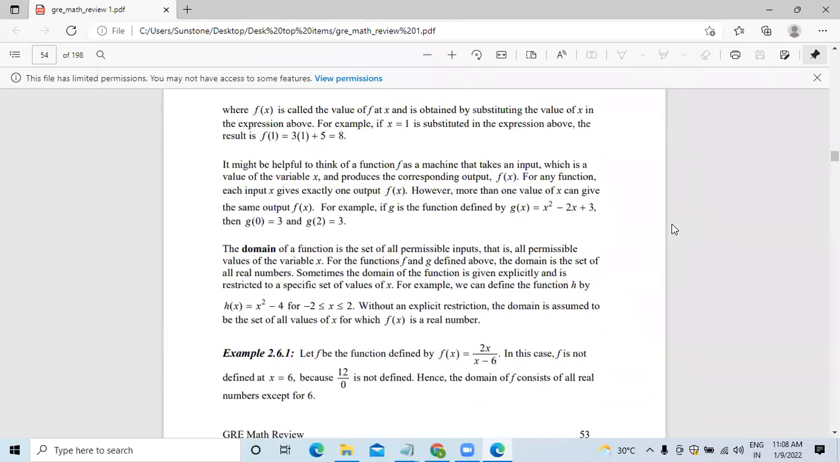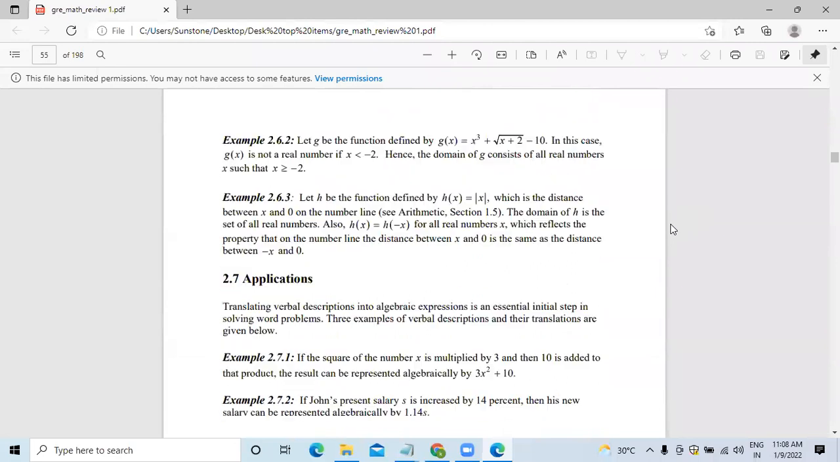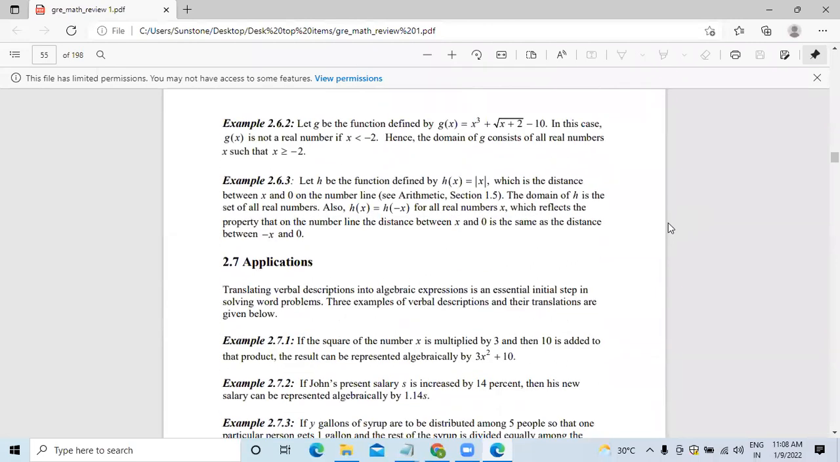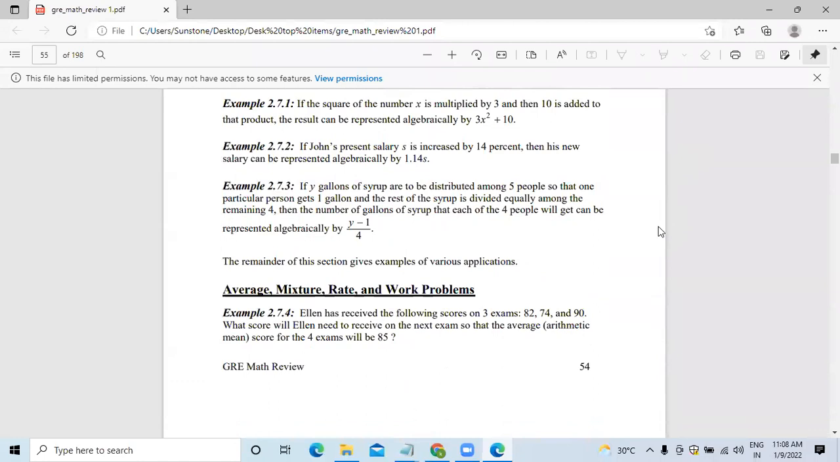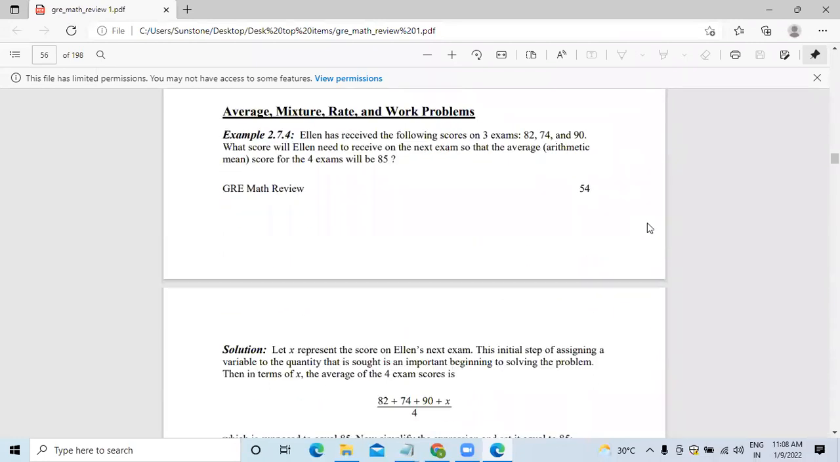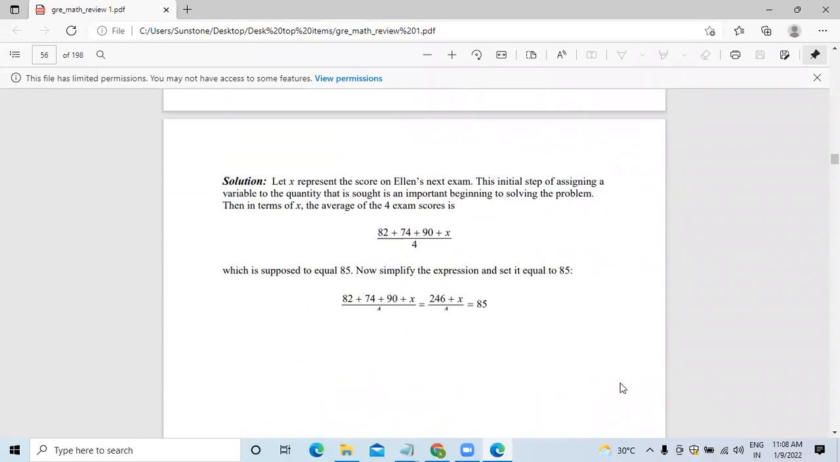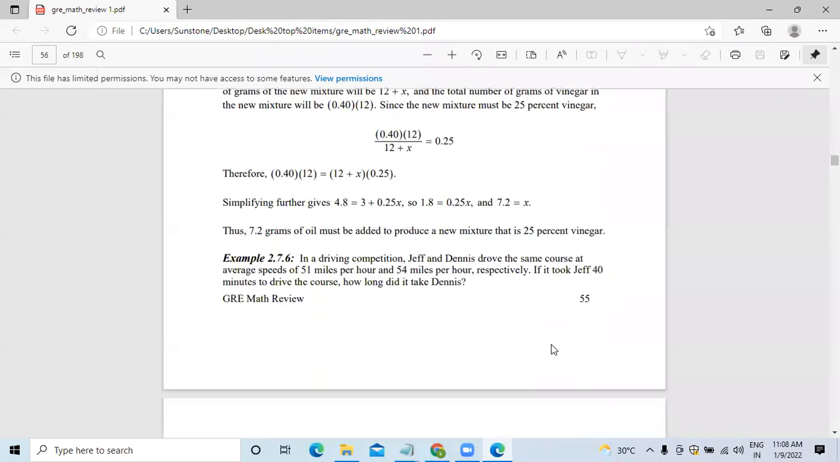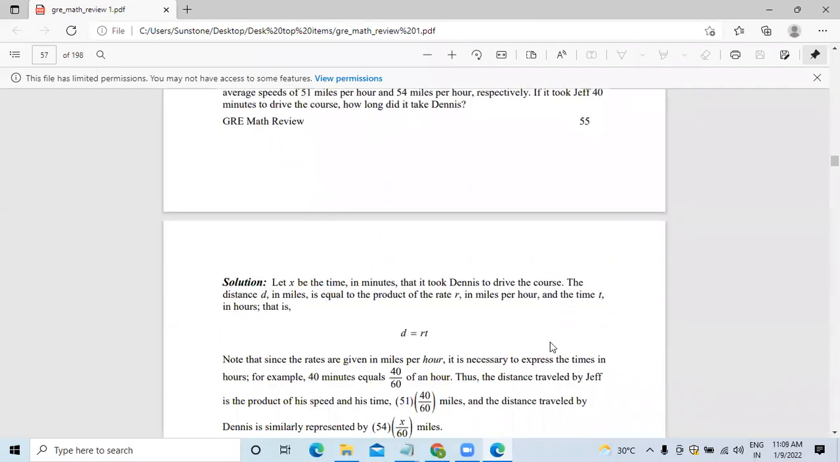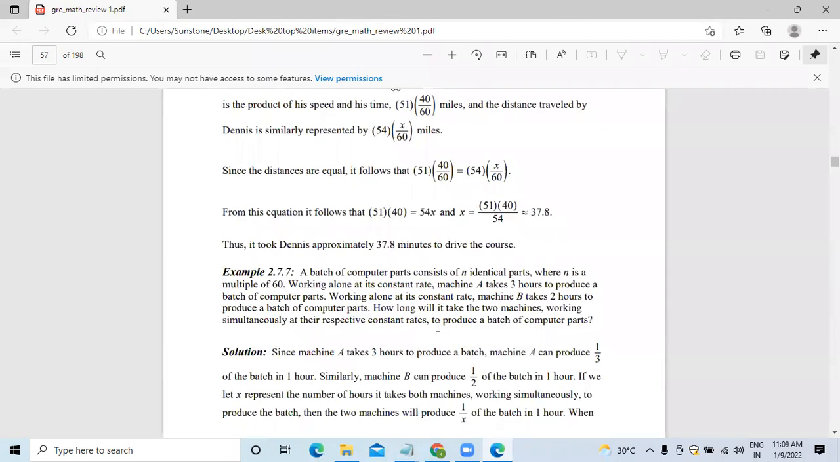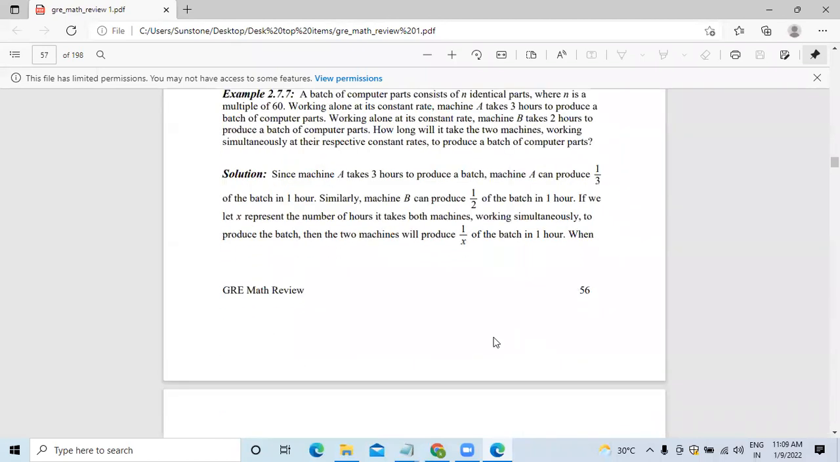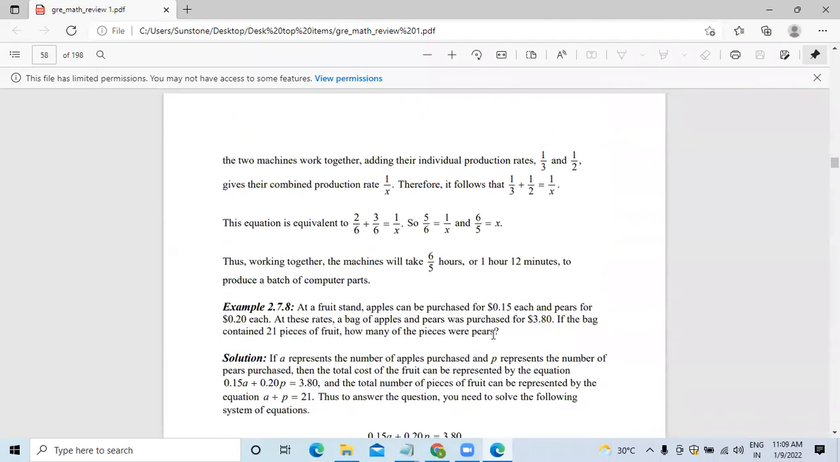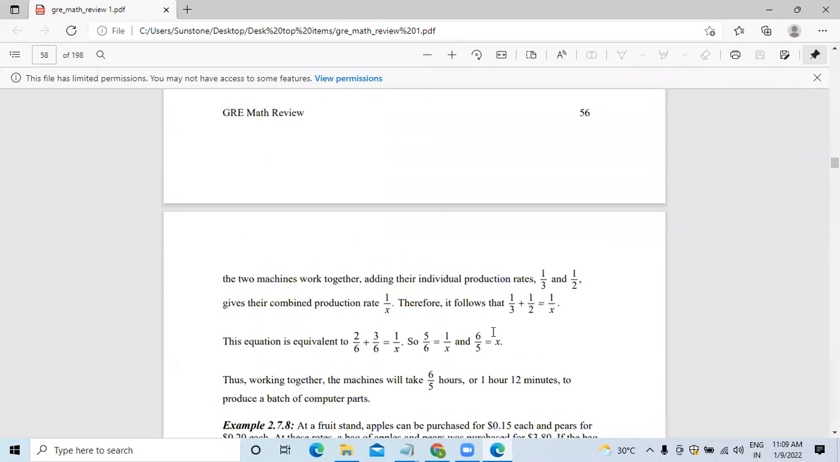If you scroll down a little bit more, you'll see work problems, right? Yes, sir. Ellen has received the following. Okay, a mixture problem, dividing a competition. X is the time in minutes that it took Dennis to drive the course. Okay, this is again a batch of computers. Again, the work ratio you see here. This is the logic here, right?